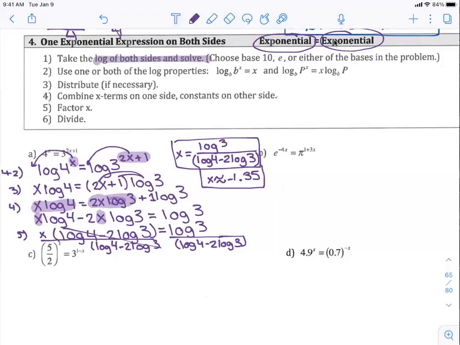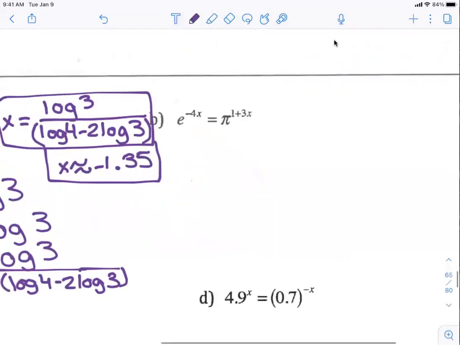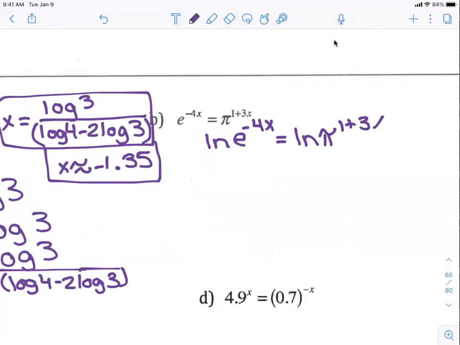All right, next one. You can't get e and pi to be the same base. We're going to go ahead and take the log of each side, or I'm going to use natural log. It doesn't matter if you wrote log instead of natural log. We would end up with the same answer in the end. But I'm going to do natural log. So again, you literally just put a natural log in front of both problems. And then you're going to go ahead and solve. Recall that natural log e is just going to give you negative 4x.